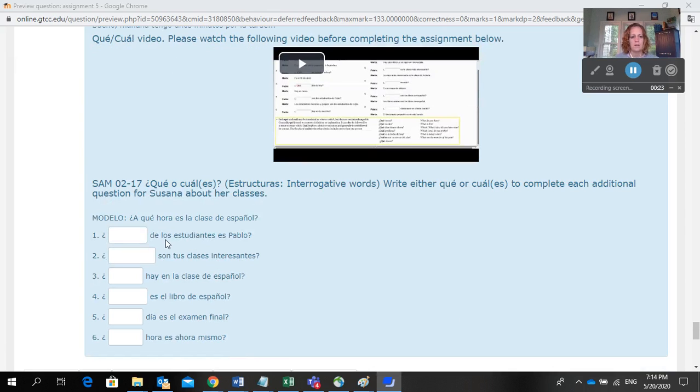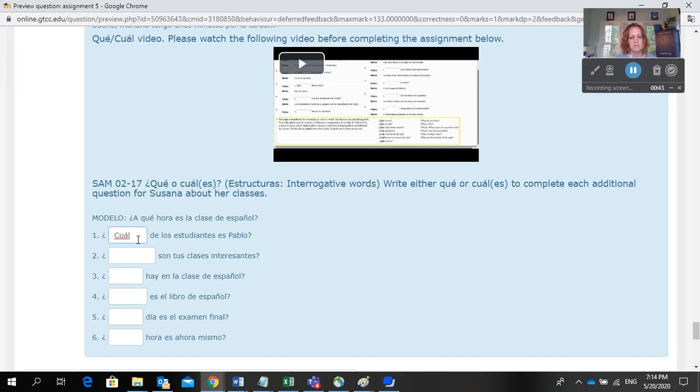It says, ¿A qué hora es la clase de español? So the example, you're plugging in qué here. That's what went in the blank. So here it says blank de los estudiantes es Pablo. You would say cuál, because you want to say which of the students is Pablo.